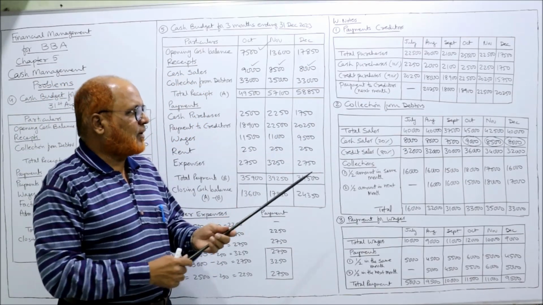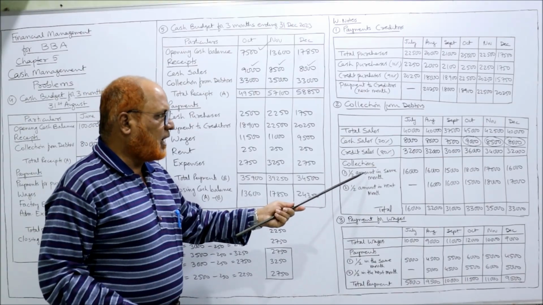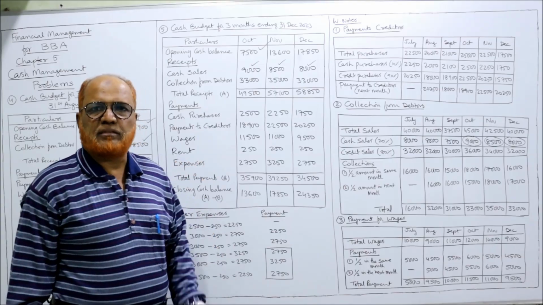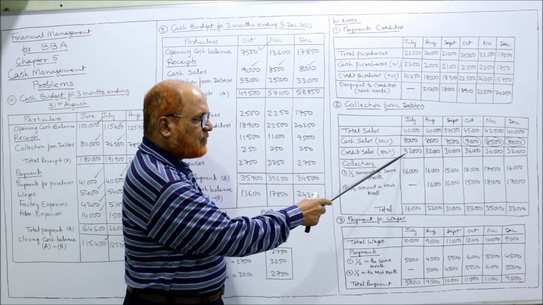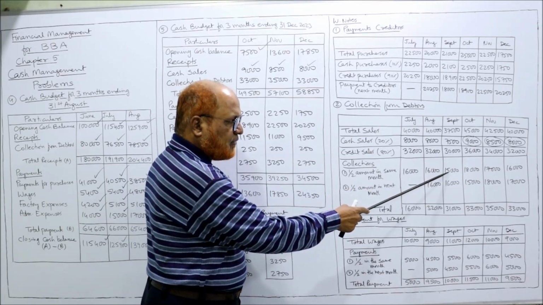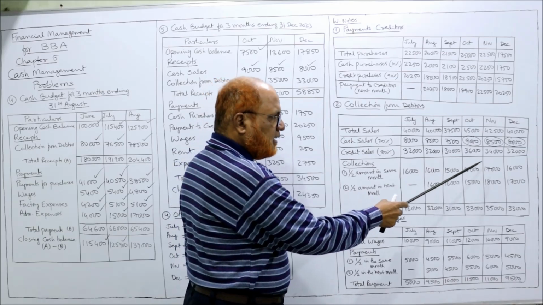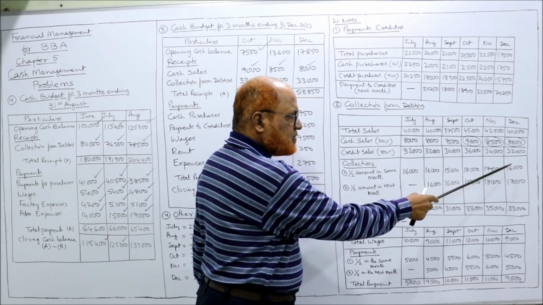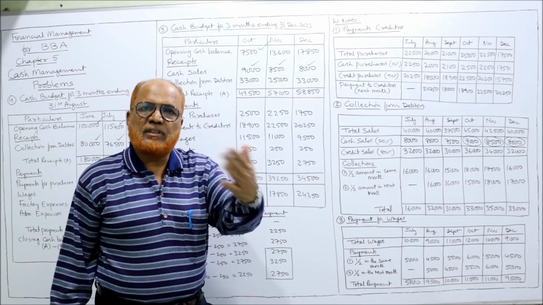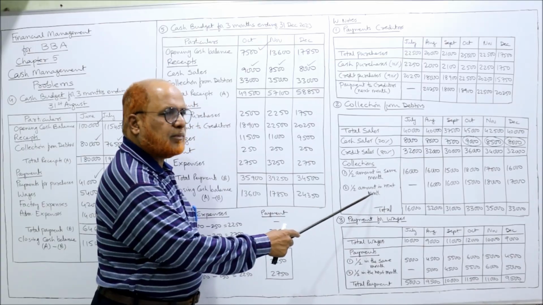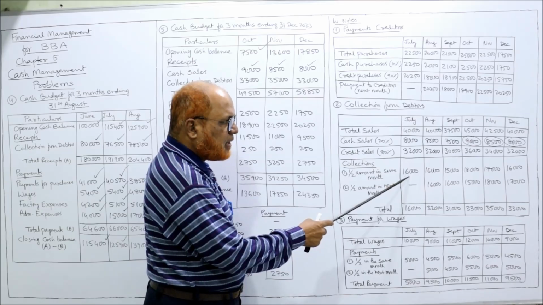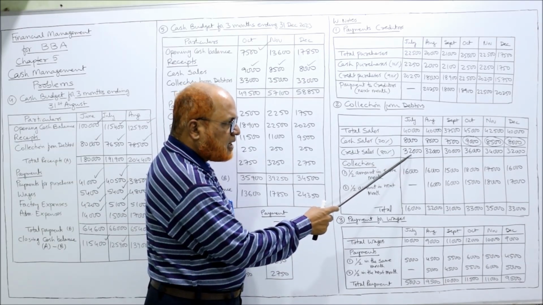Now, collection from customers. Half amount is in the same month. जितना क्रेडिट सेल कर रहे हैं उसका आधा अमाउंट सेम मंथ. तो 32,000 का हाफ 16,000, 32,000 हाफ 16,000, 30,000 हाफ 15,000, 36 हाफ 18, 34 हाफ 17,000, 32 हाफ 16. So half of the amount is collected in the same month, remaining half in the next month. Here, out of 32,000, 16,000 recovered in the same month, remaining 16,000 will be recovered in the next month.